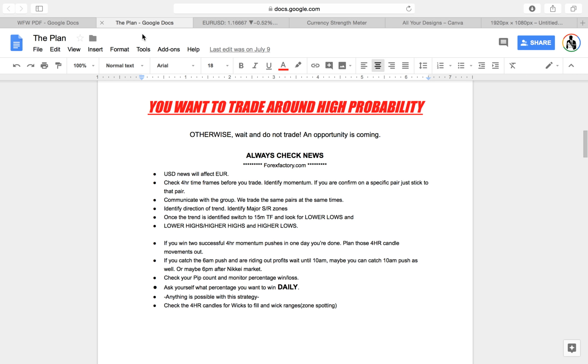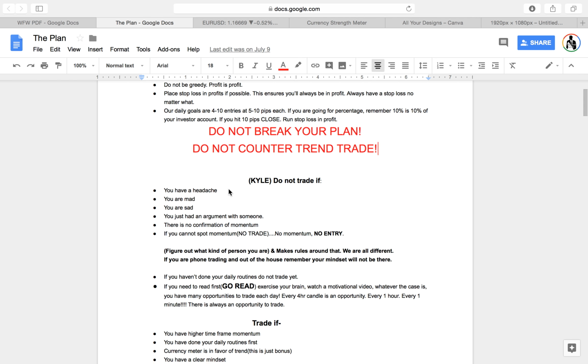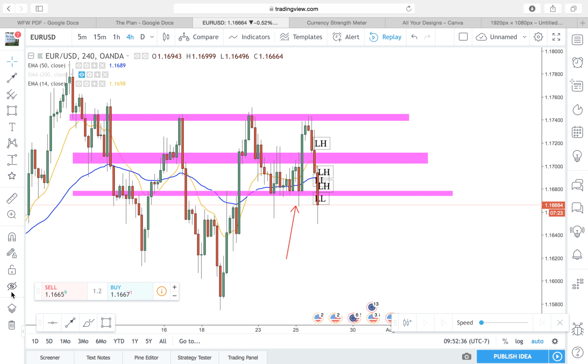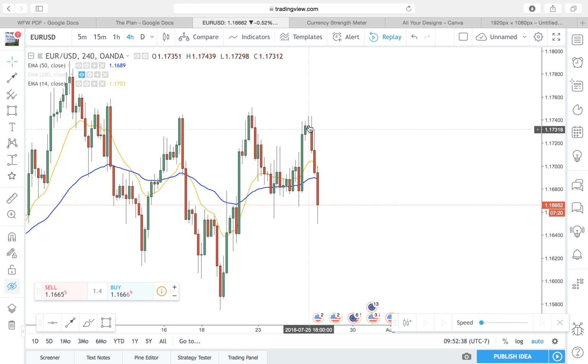Let me go to my plan so you guys can see my trading plan and you guys can see exactly what we're looking for. Trade if you have higher time frame momentum. Did we have higher time frame momentum? Yes. Why did we have higher time frame momentum? Because look how strong. We rejected resistance. Look at this huge liquidity right before, huge liquidity from 2 a.m. until 6 a.m. following the 6 a.m. push, continuing to push into that bearish momentum.